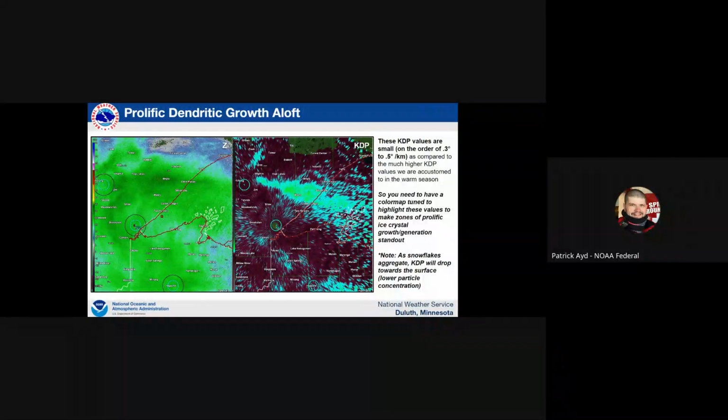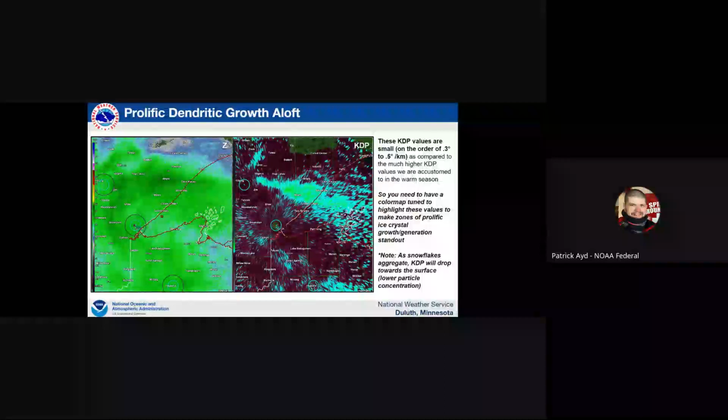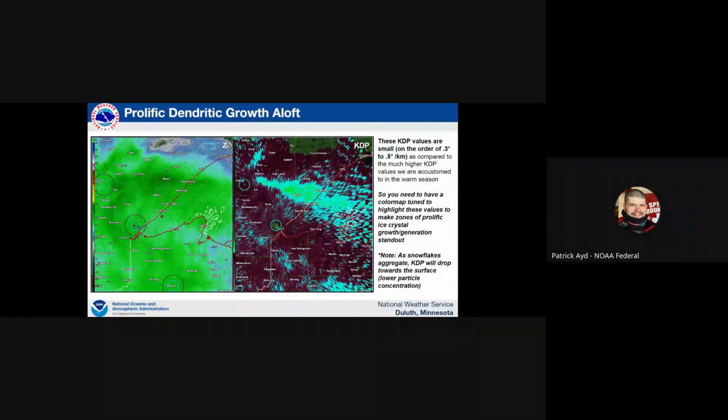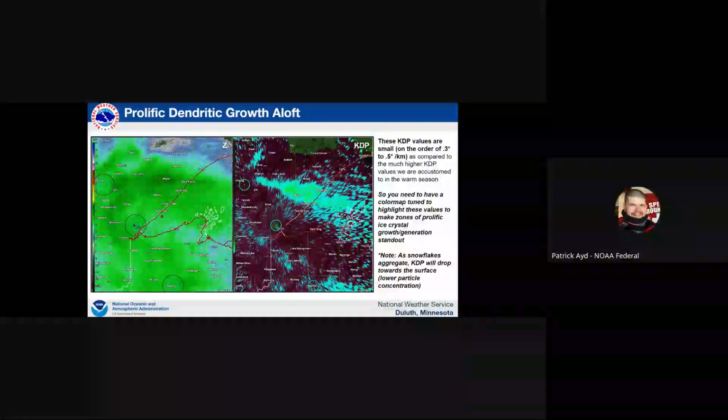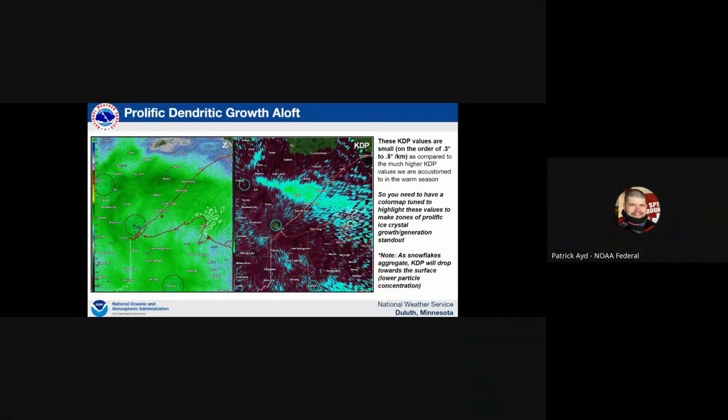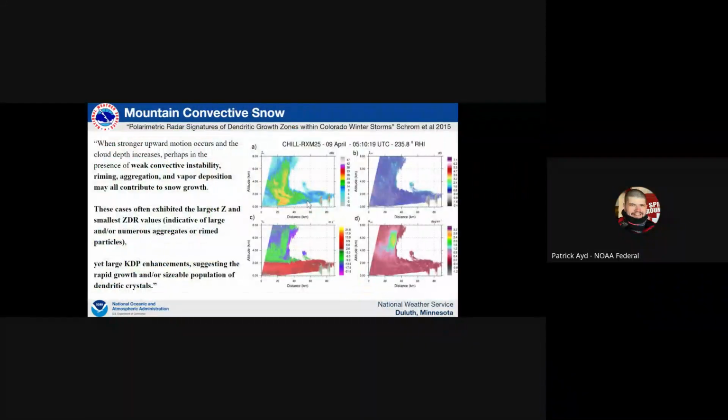we generate these dendrites, and if we start to aggregate up, they start to clump. Well, what does that do? Well, it in the end starts to take away how many particles there are. They're bigger particles, but the overall concentration of them is a lot lower. So actually, our KDP will drop to the surface. We'll get to you, Chanhassen, first, but we've got to remember our complex terrain friends.